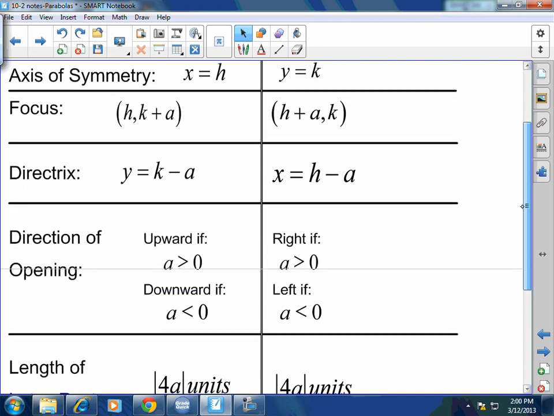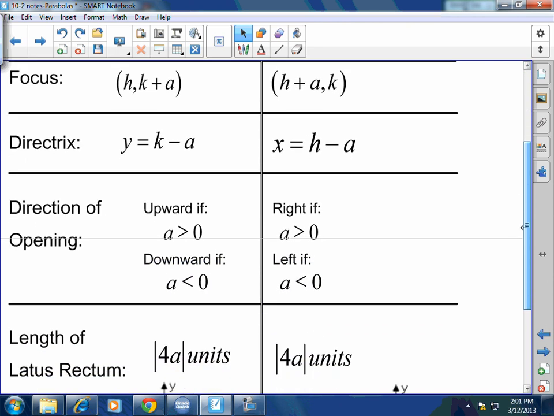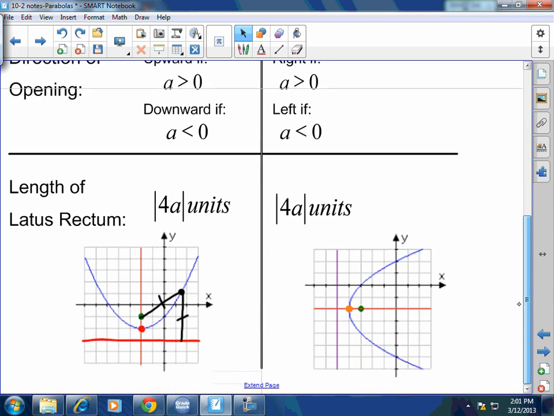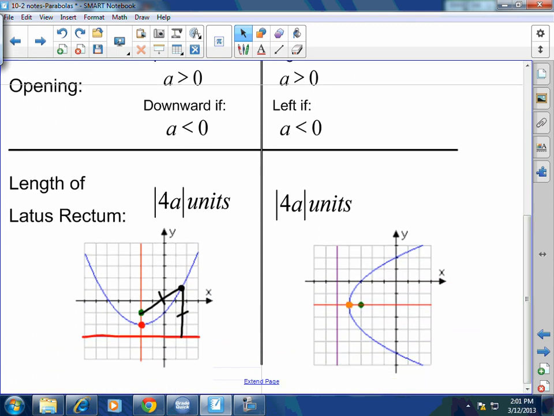If a is greater than 0, it opens to the right. If it is less than 0, it opens to the left. And the latus rectum is still 4a. Again, you've got your directrix, your vertex, your focus, and the parabola. Your latus rectum would go right here, because it goes from one point of the parabola to the other, going through the focus. It's also called the focal length.